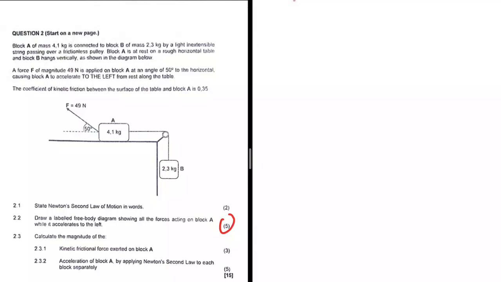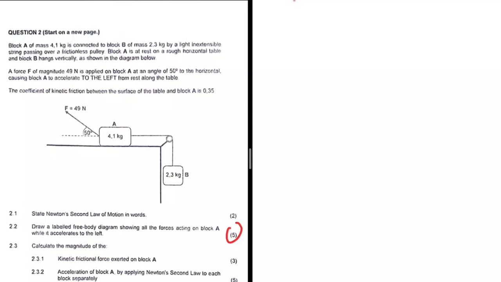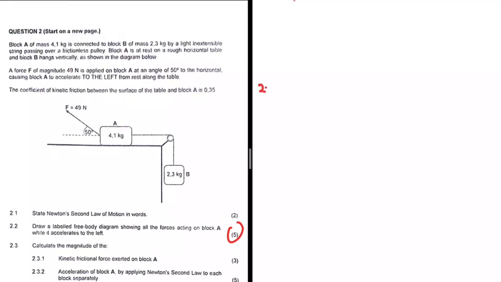2.2, draw a labeled free body diagram showing all the forces acting on block A while it accelerates to the left. We haven't even read the question statement, but let me show you something. I can start drawing my free body diagram. I know fully well that the weight is going to be there, so I don't need to read the question in order to put the weight on my free body diagram. It's not up for discussion. The earth is going to be pulling the object towards itself.